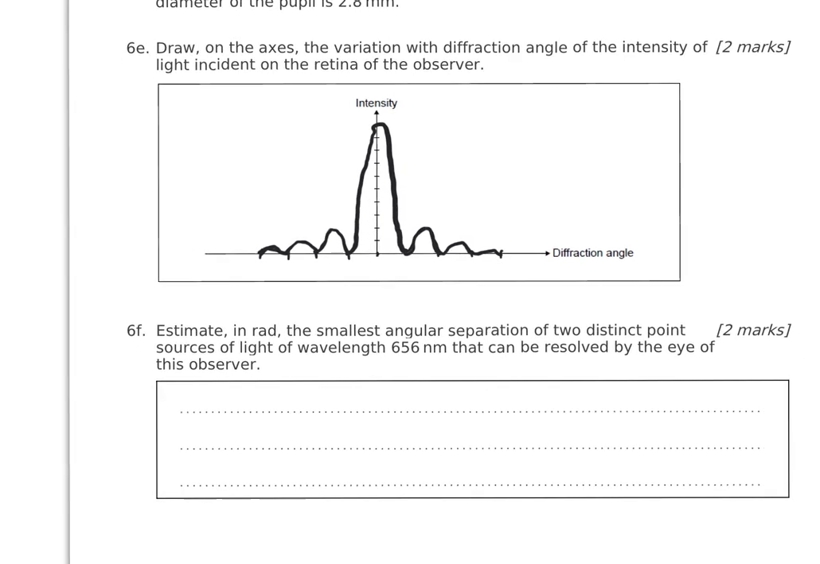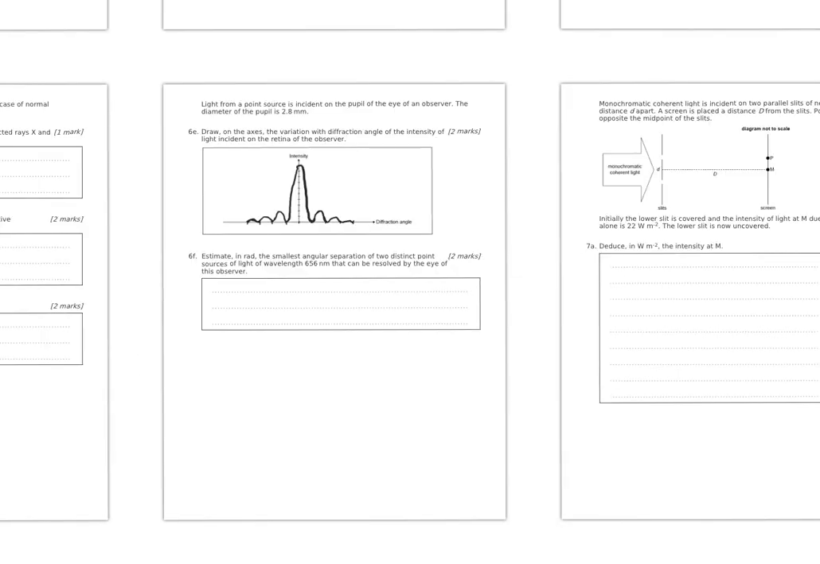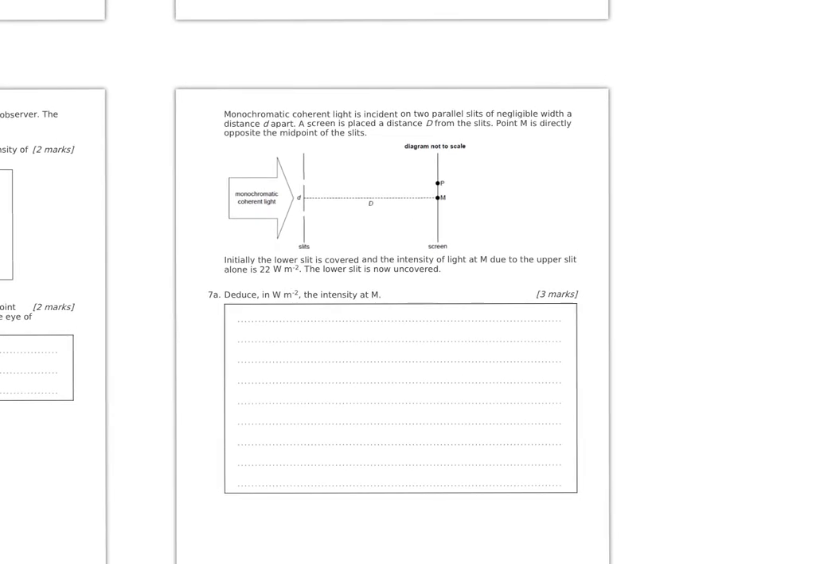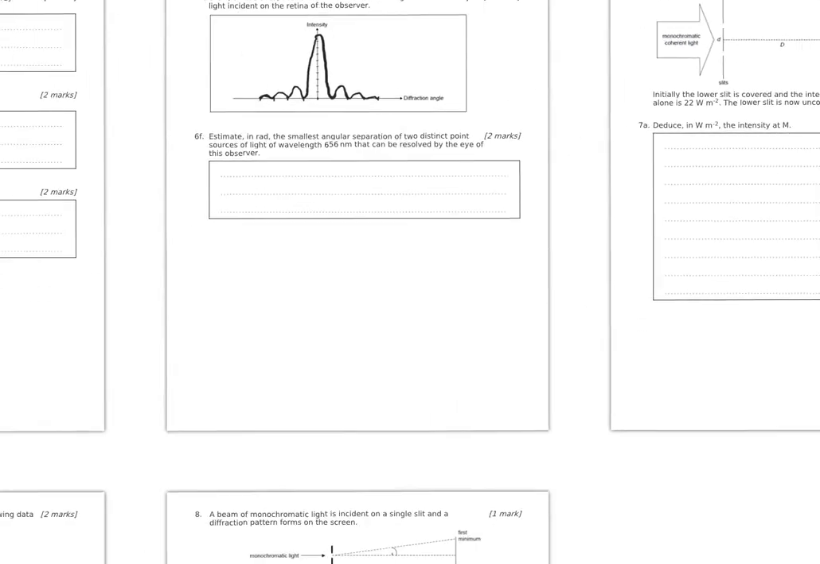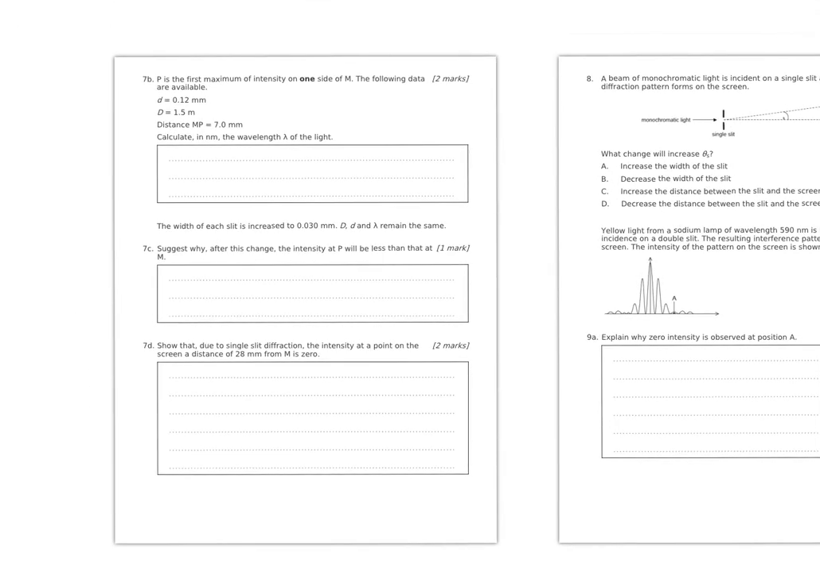6F is a question that deals with resolution, which we'll be talking about very soon, but it doesn't actually have to do with single slit diffraction, so we're going to pass on it for now. So there's 6E, and now we're moving on to 7, which is a double slit question. We are, in fact, going to need 7B to calculate the wavelength of light, but we're going to see why we need that when we actually go to 7D.